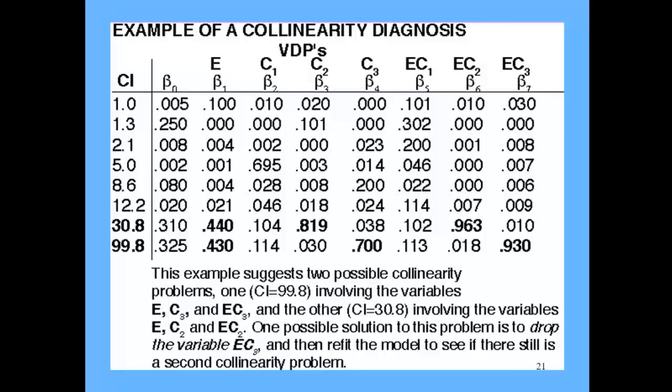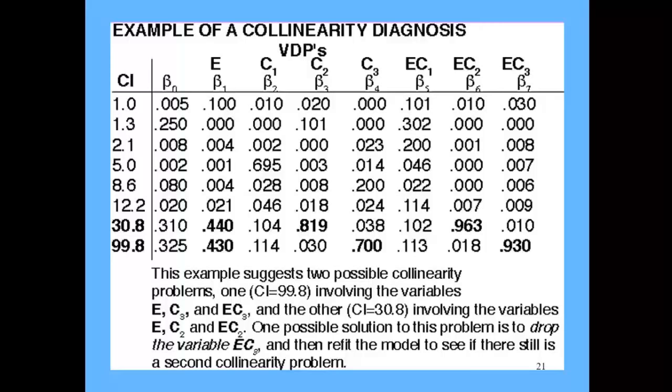You would drop EC3. Now, what would you do next? EC3 is no longer in the model, but all the other variables remain: E, C1, C2, C3, EC1, and EC2. You have these 6 variables and the intercept, 7 parameters that you're fitting. So you'd run that model, and then look at a similar table for the model that has dropped EC3.